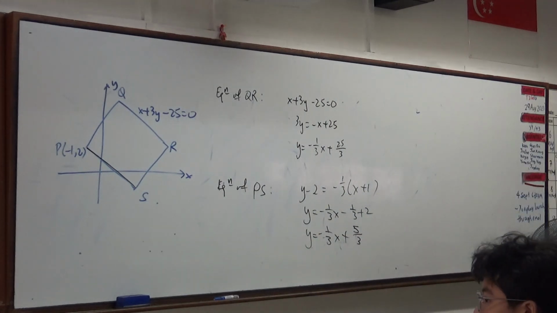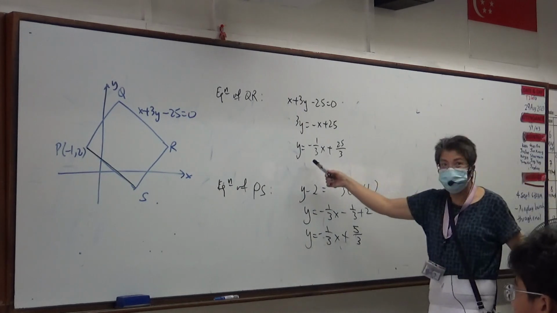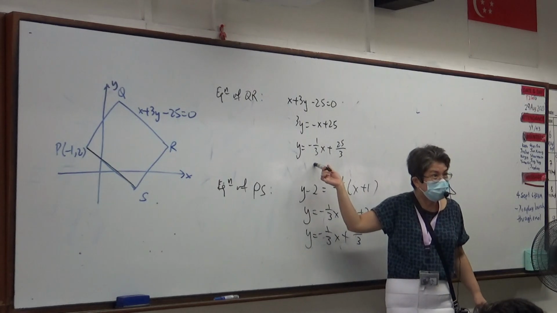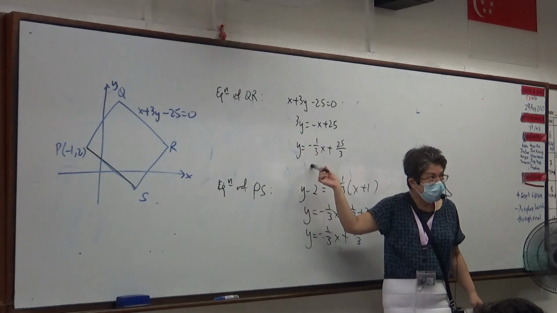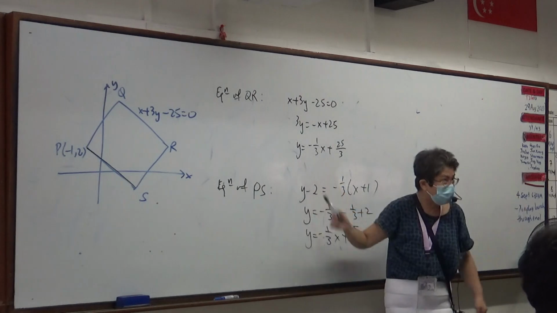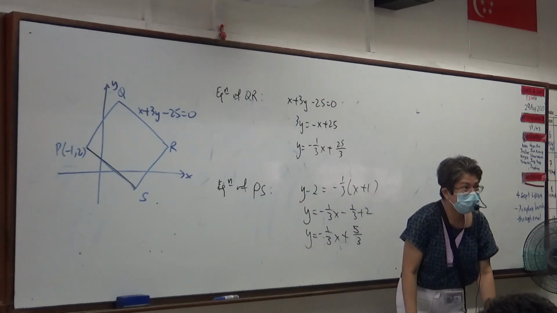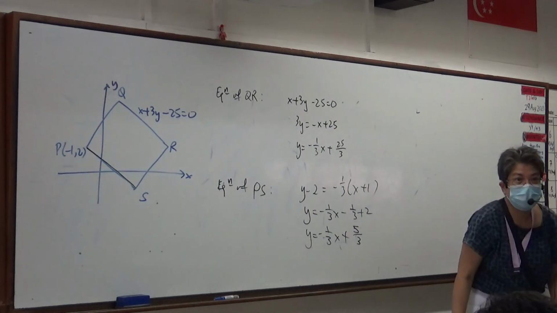This will be my equation for PS. Are we clear? Now, first, can I follow you? You do this one, please look carefully. Once the gradient is wrong, once the equation is wrong, all the rest you will get wrong, all the 4 parts, all the 9 marks. Do you understand? Okay, so are we okay with part 1?